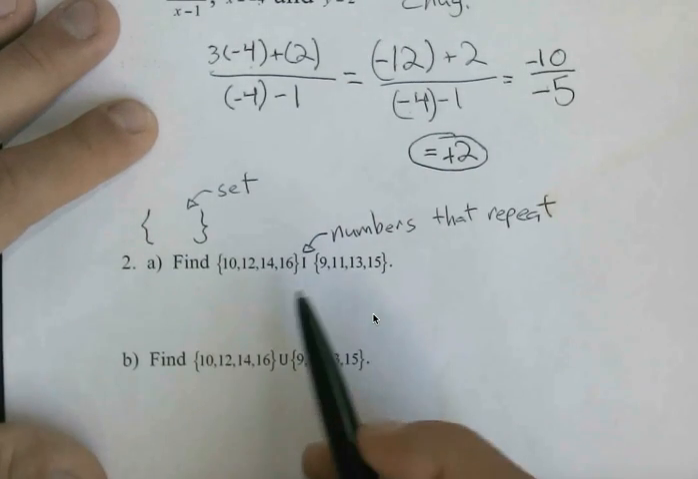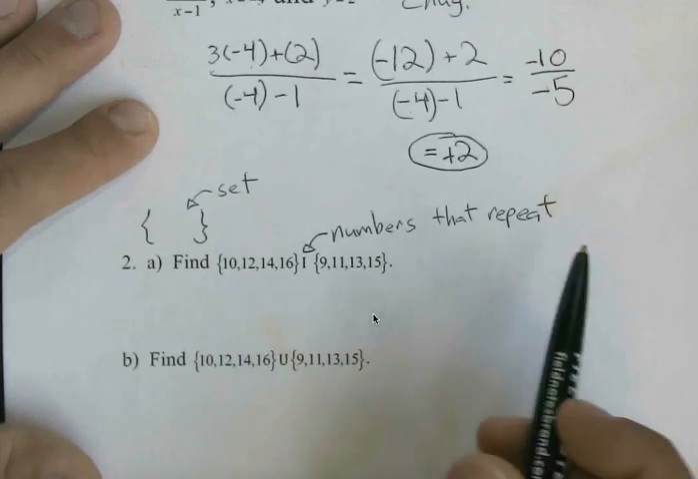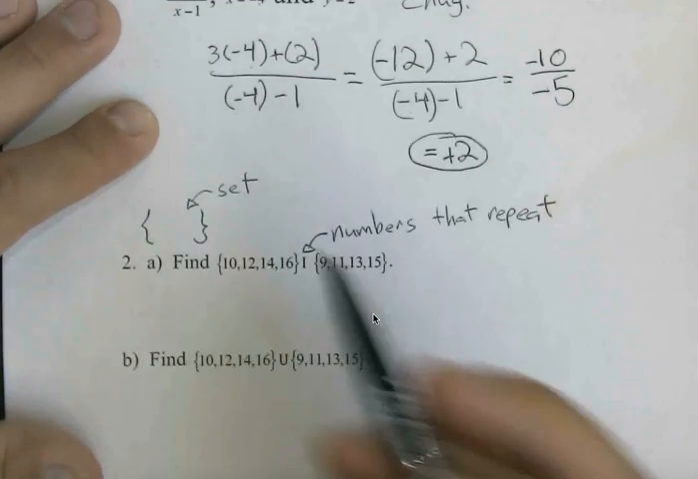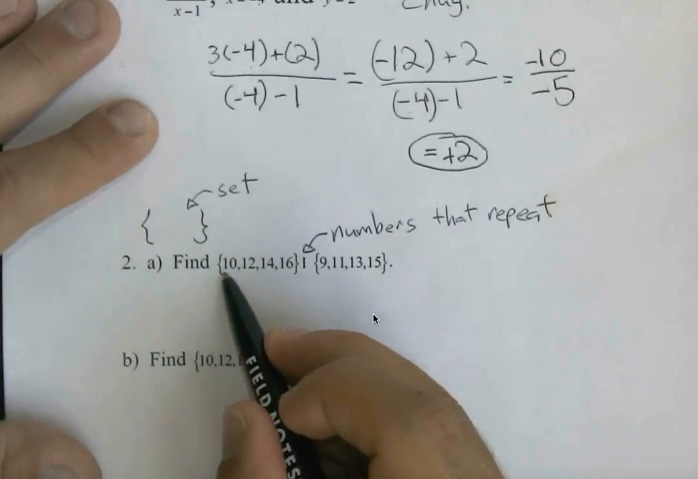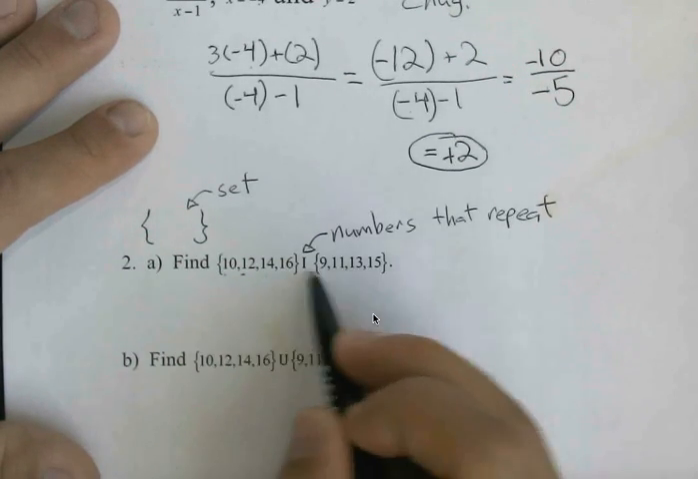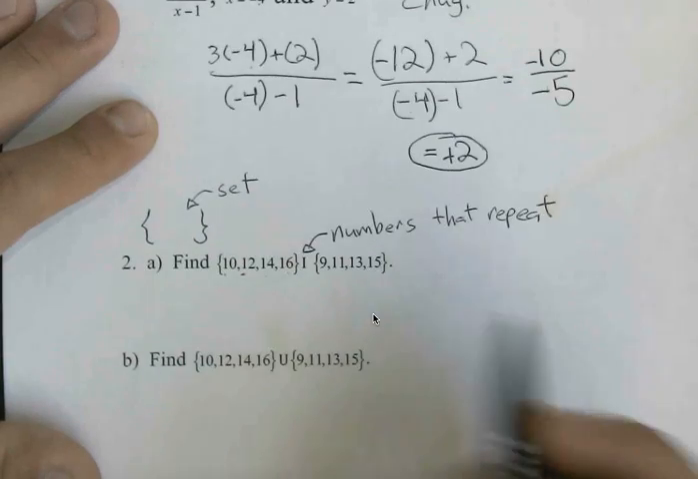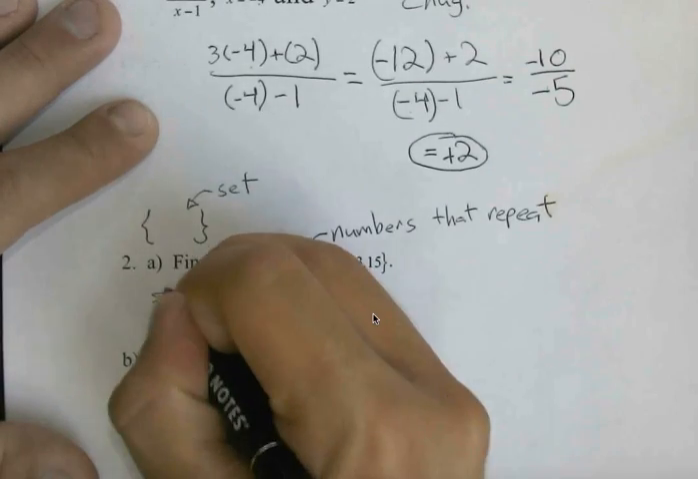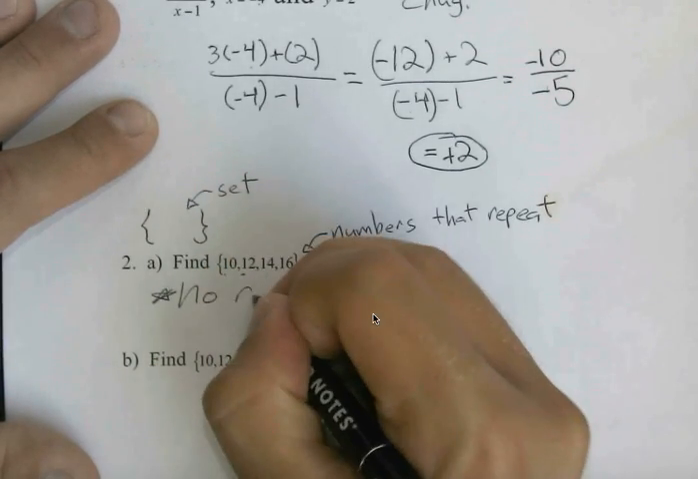So we're looking at these two sets. We're seeing if there are any numbers that repeat between the two. Well, we see that 10 is not seen over here, 12 is not seen over here, 14 is not over here, 16 is not over here. So there's actually no repeating numbers.